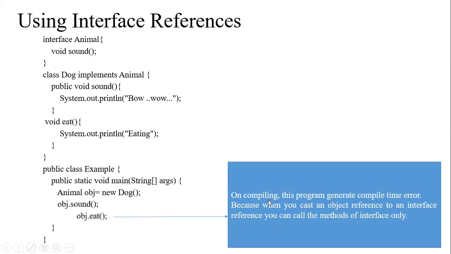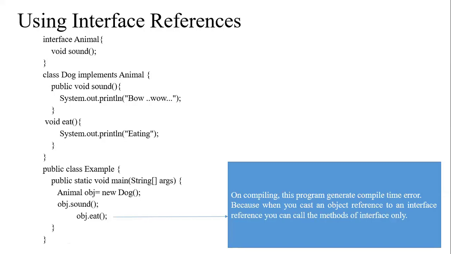On compiling, this program generates a compile time error, because when you cast an object reference to an interface reference, you can call the methods of the interface only. Only the methods which are applicable with respect to the interface, only those methods you can call. You cannot call class specific methods by creating a reference of an interface. Clear with the example?